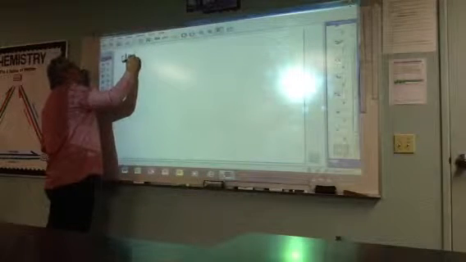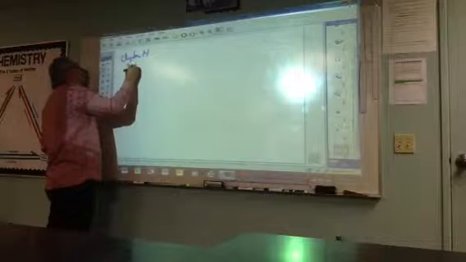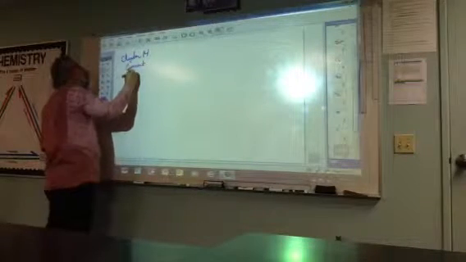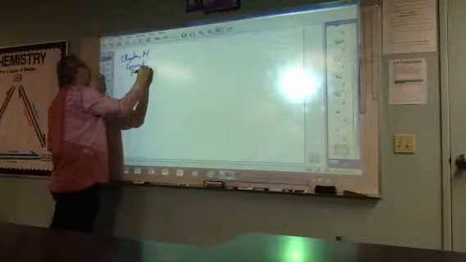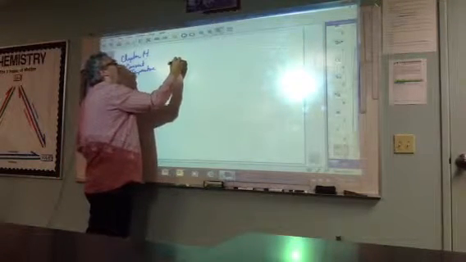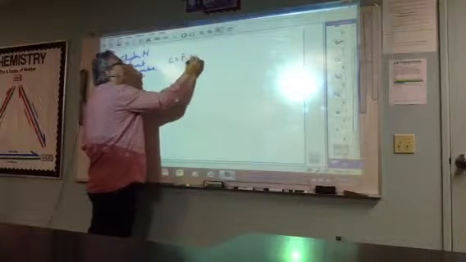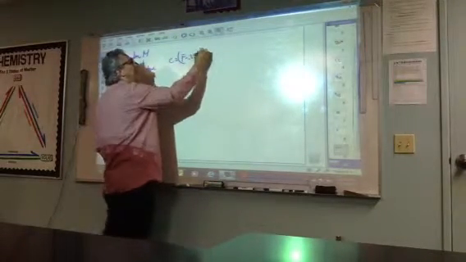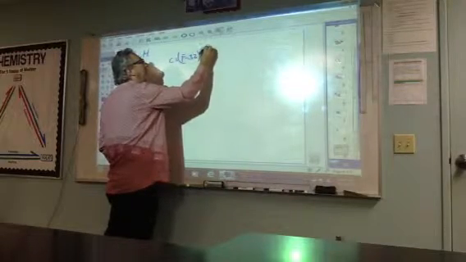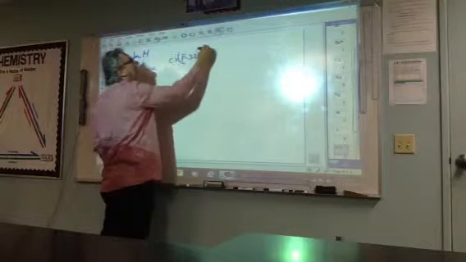In chapter 14, we need to know how to convert temperature. The centigrade is going to be the Fahrenheit minus 32 in parentheses, times 5/9. Like I said, 5/9.